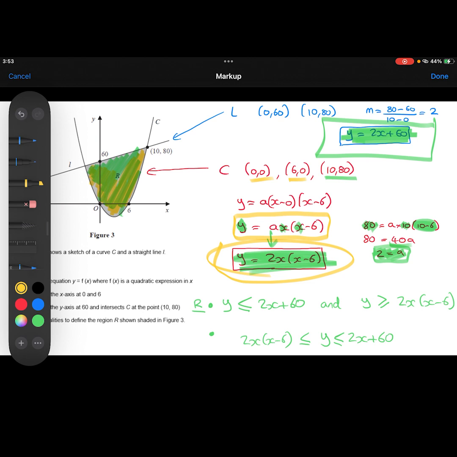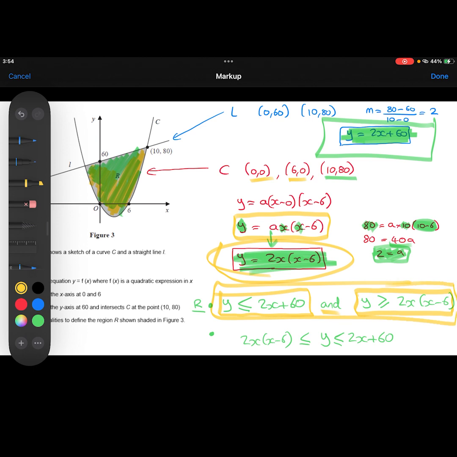So I've written this answer in two different ways. I've said that y has to be less than or equal to the straight line, because region R is below the straight line. And the y values need to be bigger than or equal to the quadratic, because the region R is above the quadratic. So this is one way of me writing my answer.